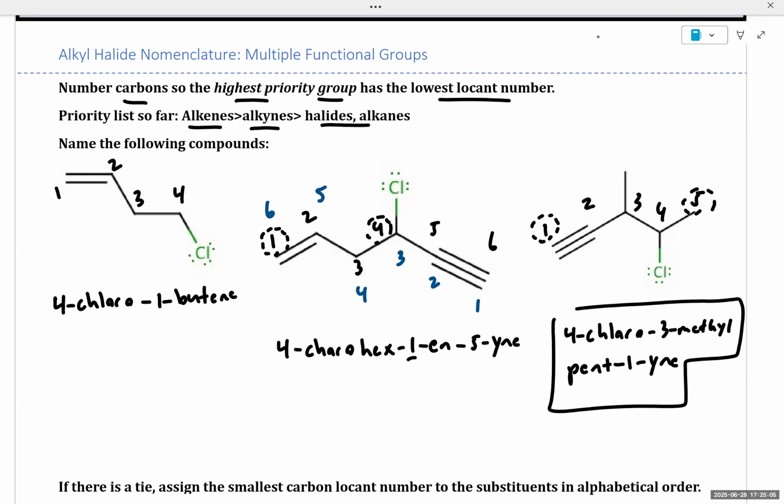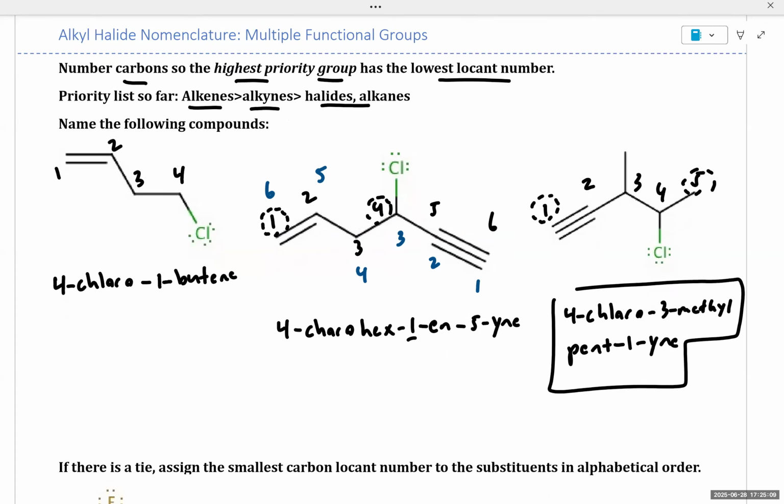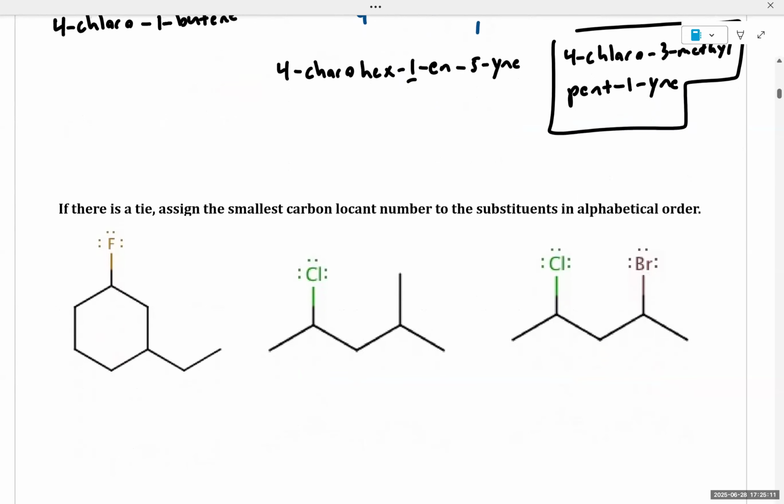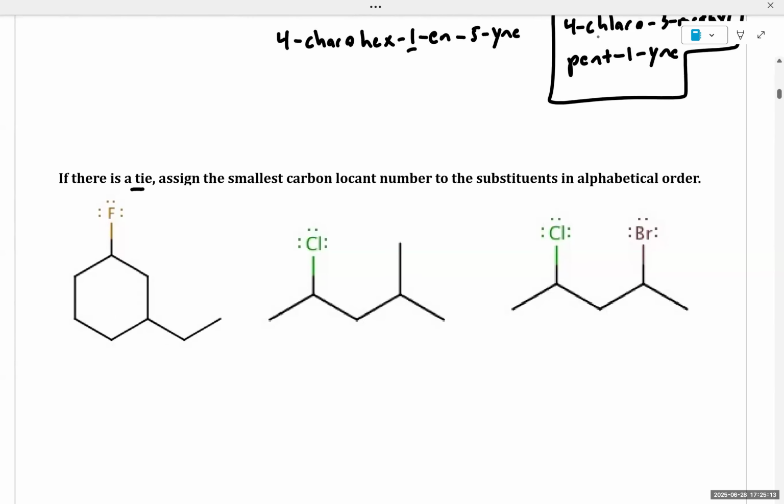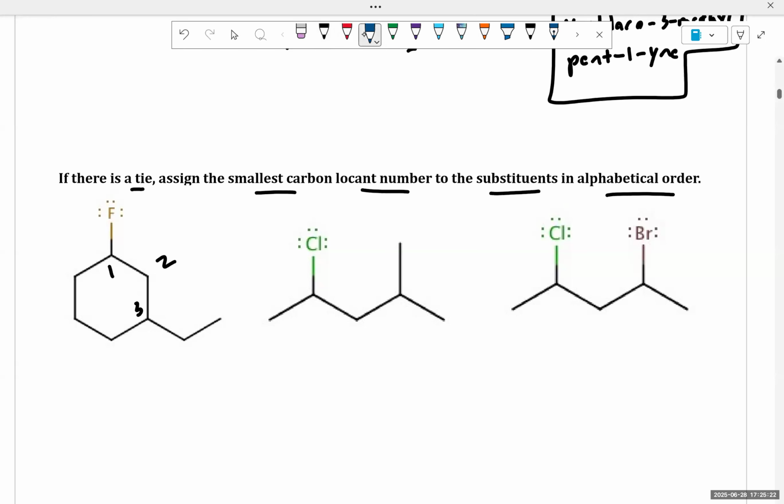Wonderful. So we've named compounds containing alkyl halides and other functional groups. One thing that I would like to note: if there is a tie, you're going to assign the smallest carbon locant number to substituents in alphabetical order. For example, we have a choice between an ethyl group and a fluoro group. In this case, E is first alphabetically, so we're going to use the numbering method in blue.